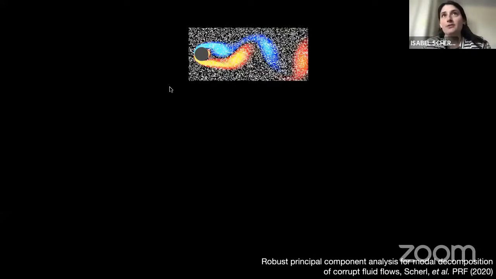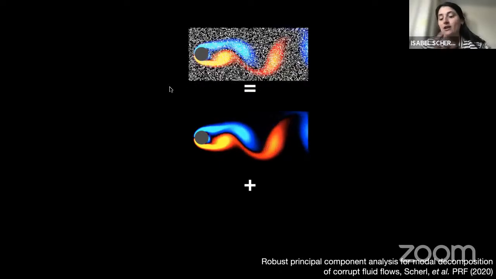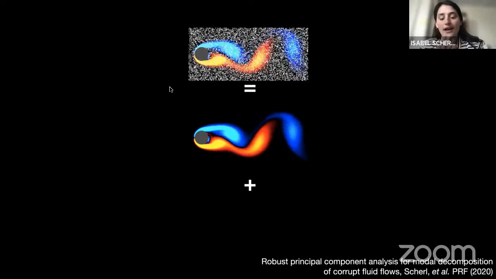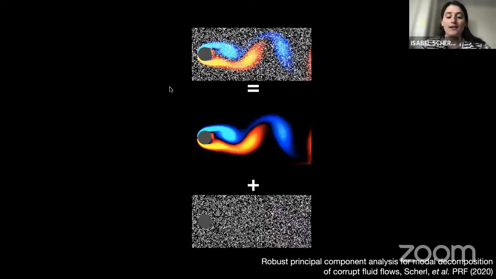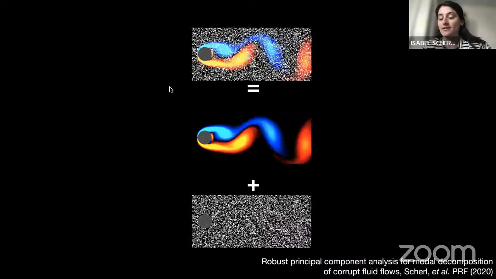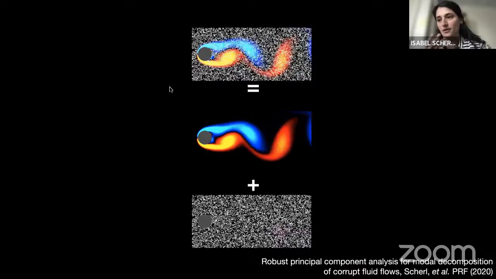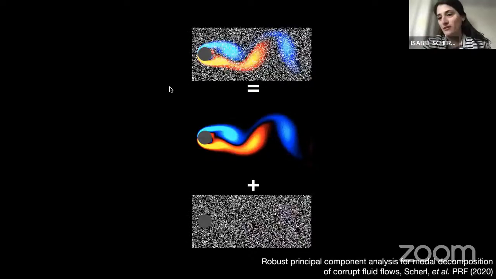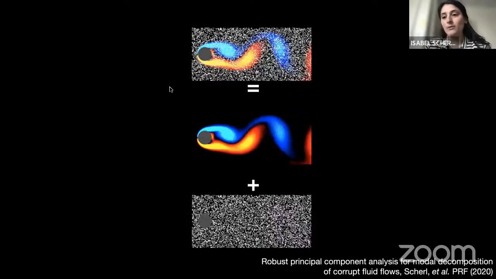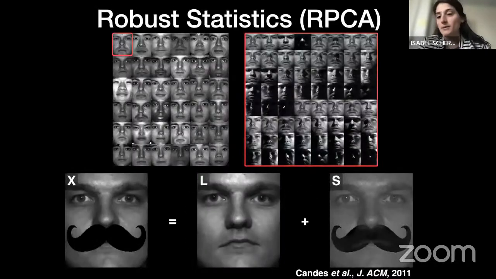So what we want to do is break this flow field down into the low rank, patterned, coherent, structured data, the actual patterns that exist in our data, and isolate that from the sparse noise. So we're looking at this problem of fixing our flow field data as a pattern identification problem. The way we want to do this is using a method from robust statistics called RPCA, or Robust Principal Component Analysis.